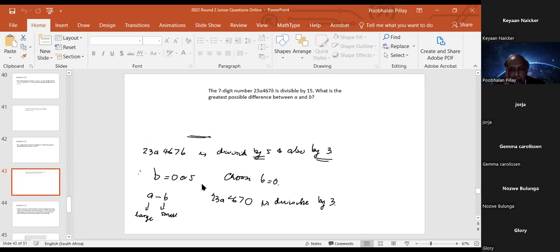Okay, so it's divisible by 3, and I'm going to go to the top here. So it means now that if I add all these things, 2, 3, 4, 6, 7, 0, you got 5 plus 4 is 9, 9 plus 6 is 15. You got 22, and plus A, which is unknown, right, is a multiple of 3.